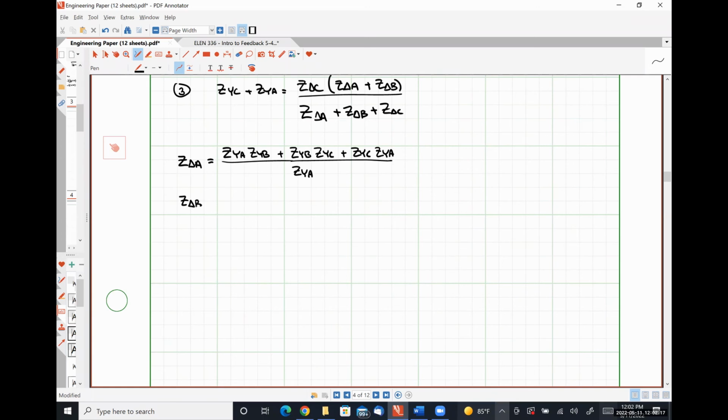So that's how to find Z delta A in terms of our Y connected impedance. And we'll do the same thing for Z delta B and Z delta C here. So our numerator is going to be the same each time, and our denominator is going to be the phase that we're interested in.